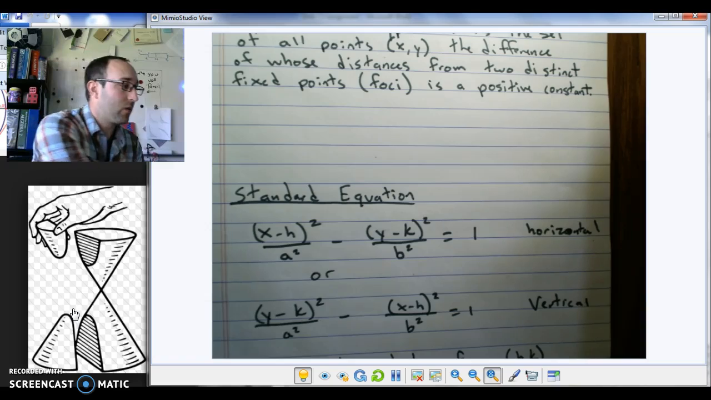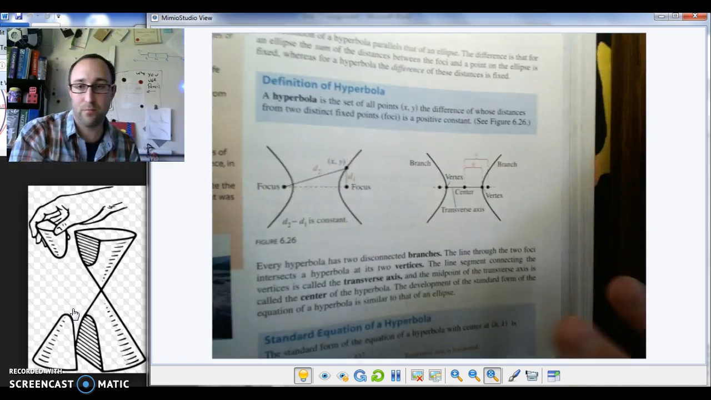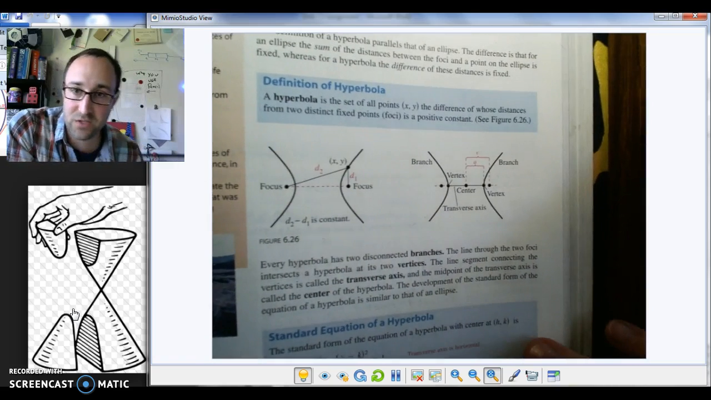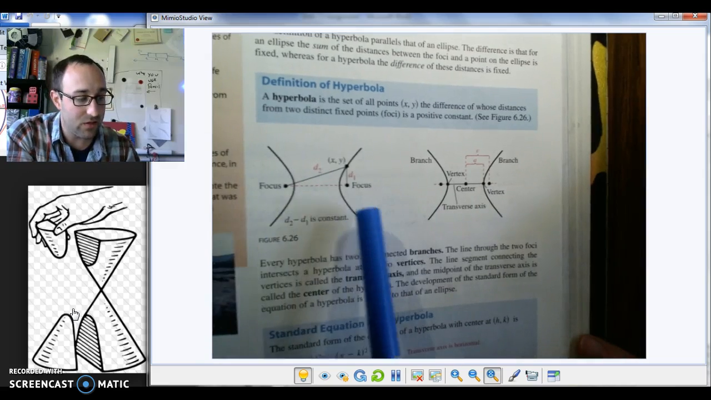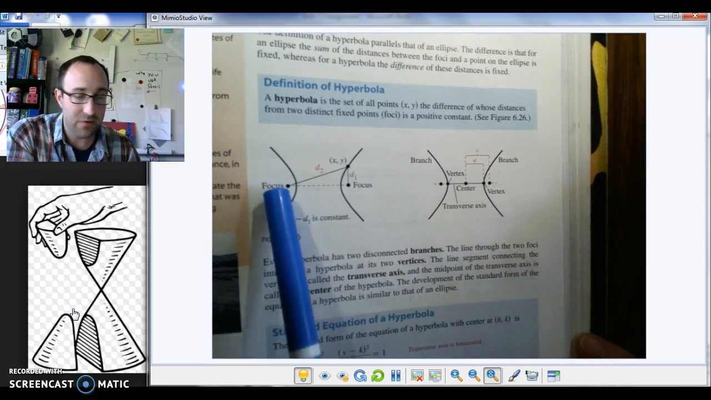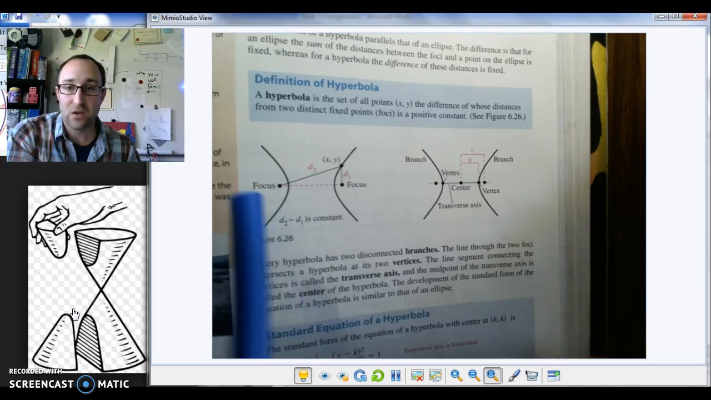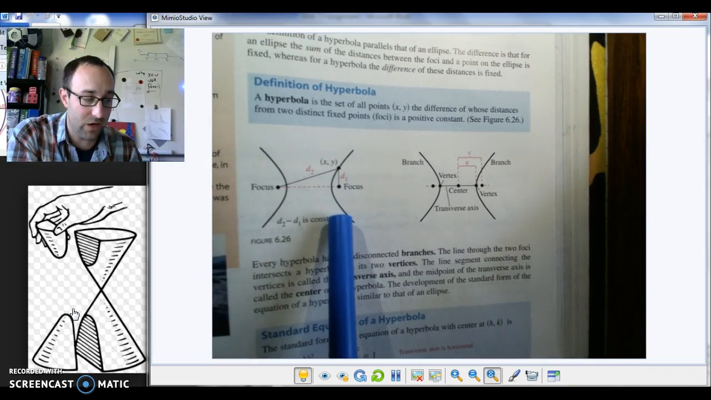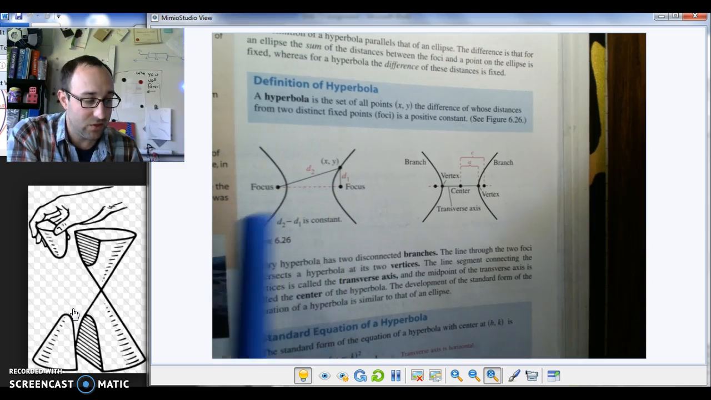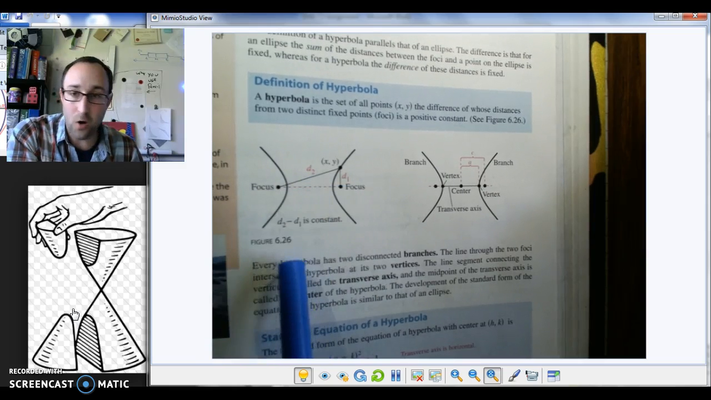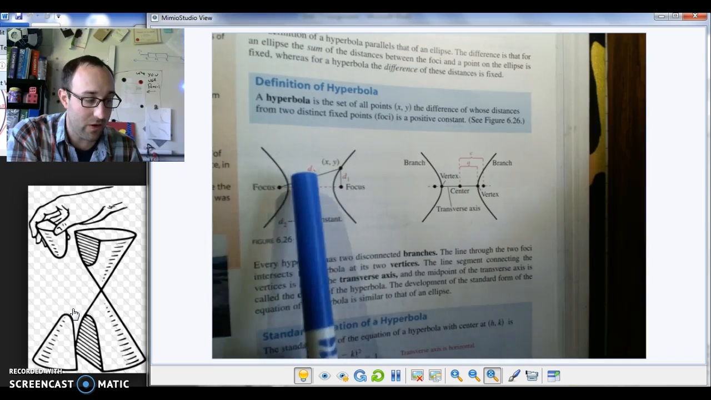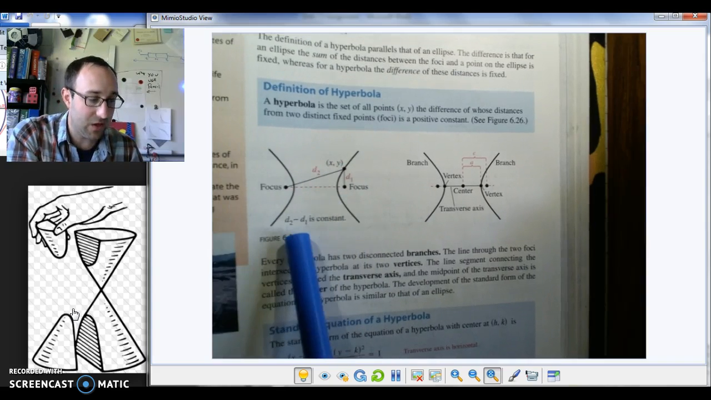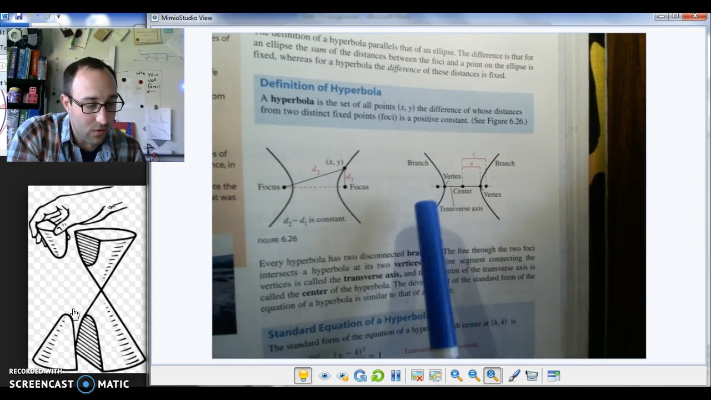Okay, so here is the book picture, that way we can kind of go through this together. This is the hyperbola. The focus is going to be inside the curve, so they're not going to be together. They're going to be apart, on opposite sides of the hyperbola. And the distance d2 minus d1, that number is always going to be constant. No matter what, this one minus that one, you get the same thing, and it's always going to be positive.